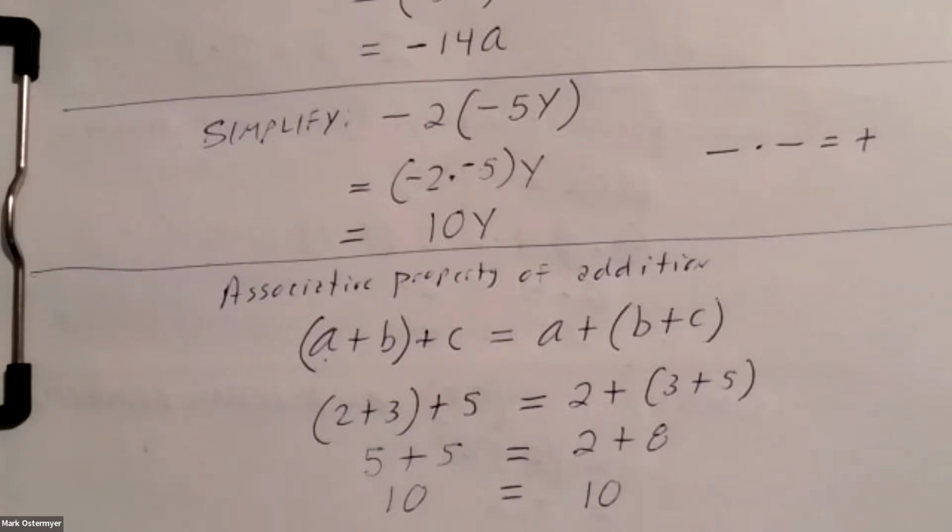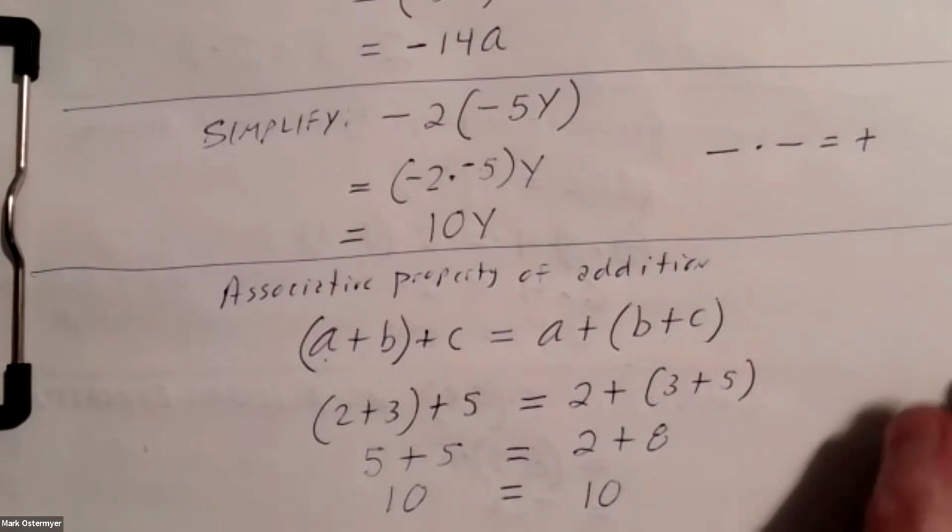So we've seen the associative property of multiplication, now of addition. That will help us to simplify yet more algebraic or variable expressions.